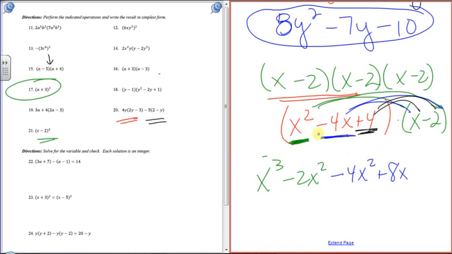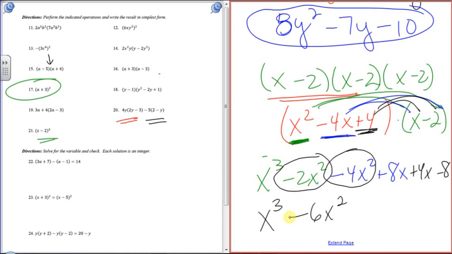The idea is take every term in the first parentheses and distribute it over every term in the second parentheses. Plus 4x and then a negative 8. And we're always going to combine at the end. X cubed will stay as is. Looks like this one and this one can be put together and get a negative 6x squared. Looks like this and this can be put together, give me a plus 12x, and I'll bring down the minus 8. And there you go for problem 21.